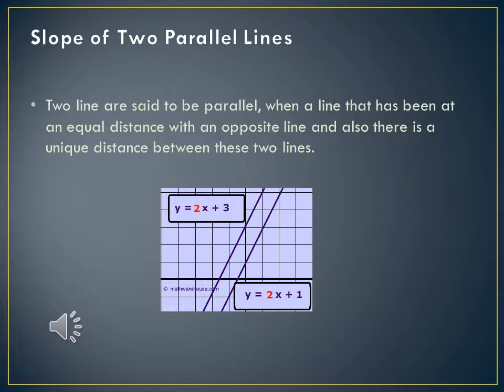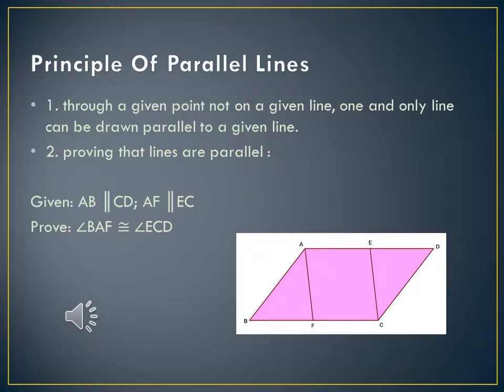The equations of two non-vertical parallel lines are as follows: y equals 2x plus 3, y equals 2x plus 1. If two lines are parallel, then the slopes of these two lines must be equal. That is, m1 equals m2, which is 2, where m1 and m2 are the slopes of the above lines. Here are some principles that are included in parallel lines.